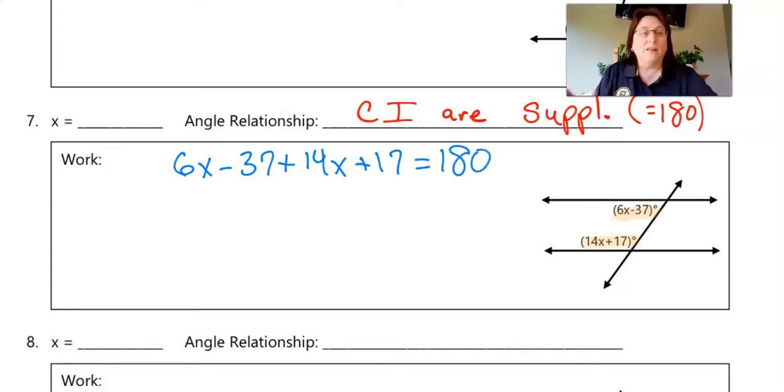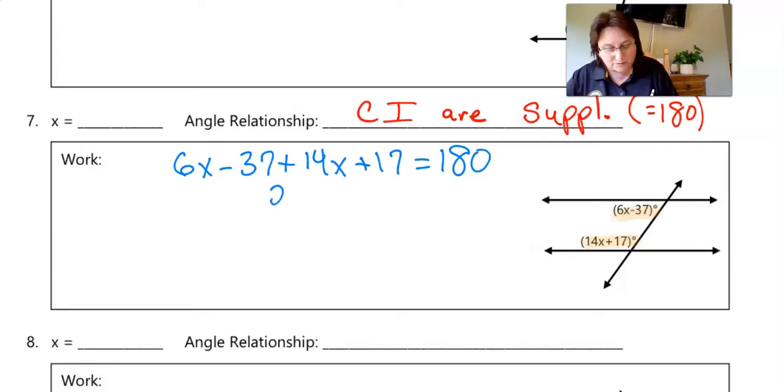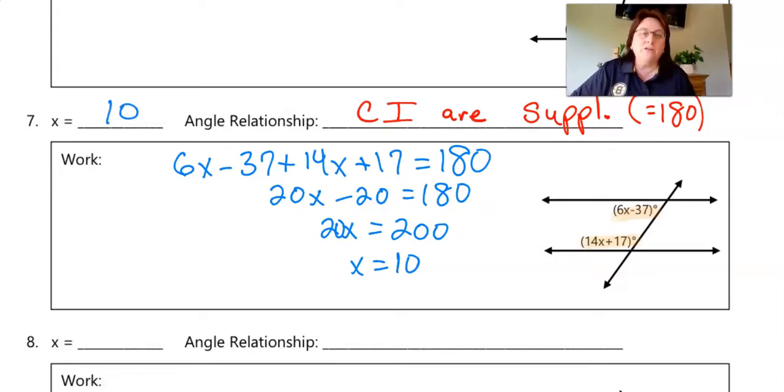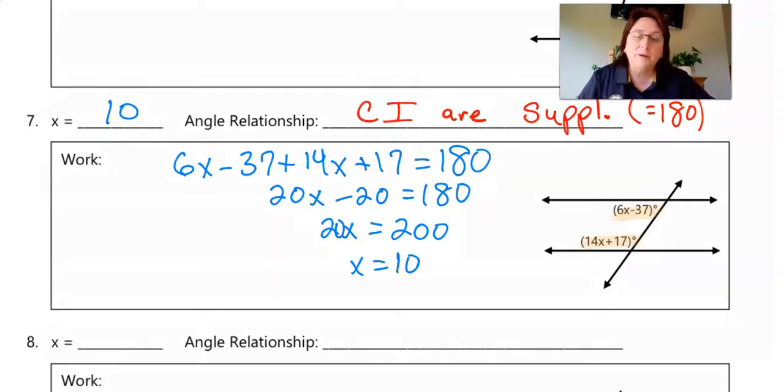All right, so let's work it out, and let's see if you got the same thing I did. Combine like terms. So I get 20x minus 20 equals 180. Move the 20 to the other side. I have 20x equals 200. Divide through by 2. Oh, wait a minute, that's 20x. Divide through by 20. See, even I make mistakes. And x is going to be 10. So this is saying that if and only if x is 10, then the lines will be parallel because the consecutive interior angles will be supplementary.